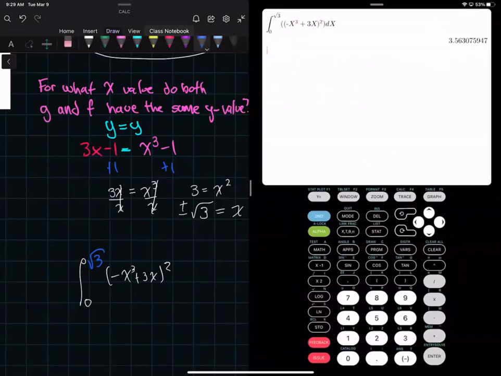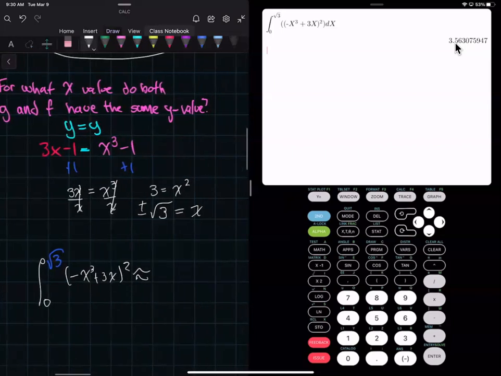I don't remember, it said thousands, I think, right? So we want to approximate to the nearest thousandth. Obviously, this is not the exact solution, but this is going to be an approximation. 3.5630. My thousandths place is here. So looking at the number next to it, my final answer is 3.563.